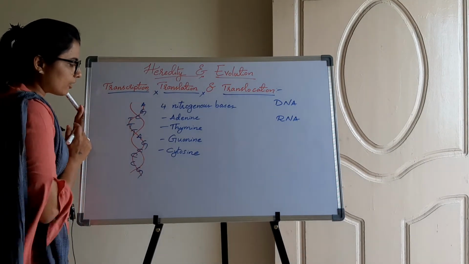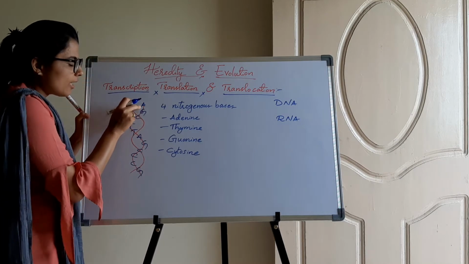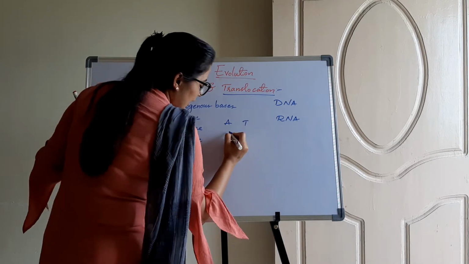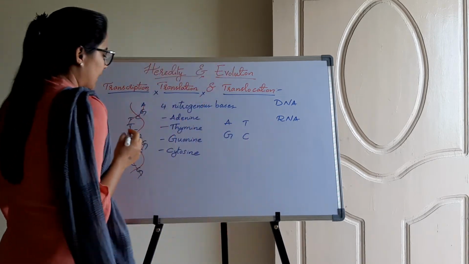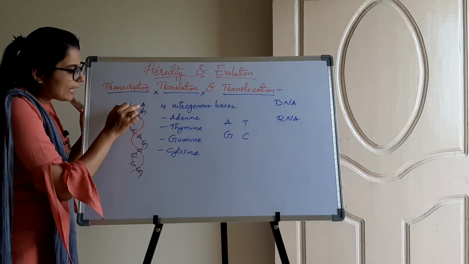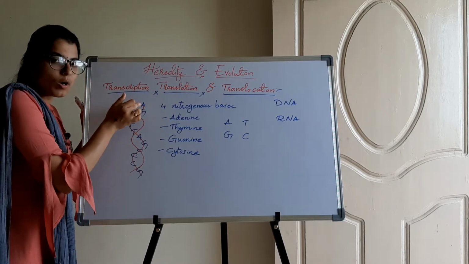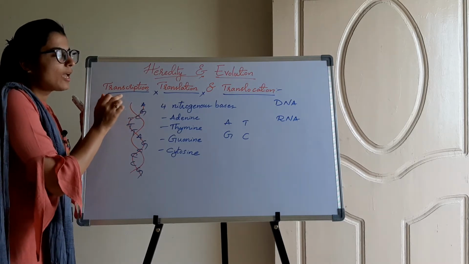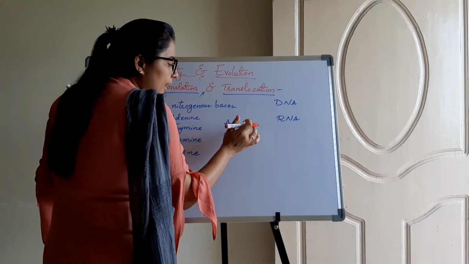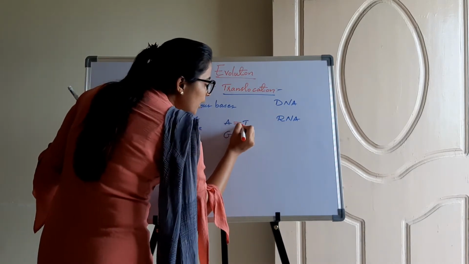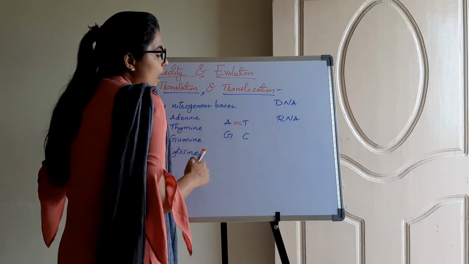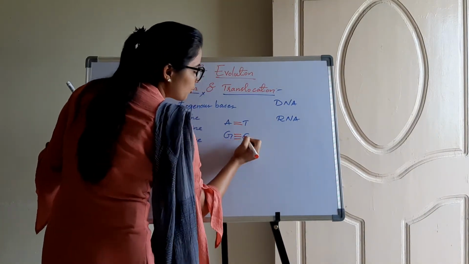Let's see another strand of DNA. You have to remember adenine will always pair with thymine and guanine will always pair with cytosine. That means if on one strand of the DNA adenine is present, complementary to it on the other strand, thymine is always present. Adenine and thymine are bound together by 2 hydrogen bonds, and guanine and cytosine are bound together with 3 hydrogen bonds.